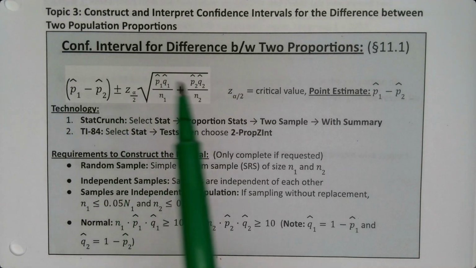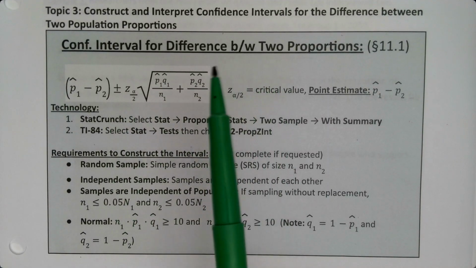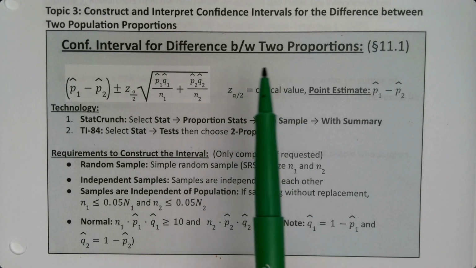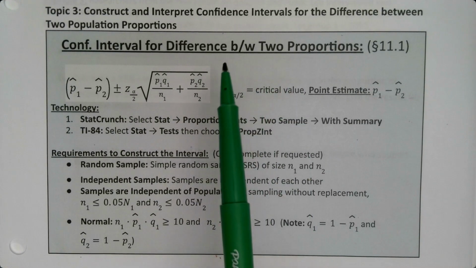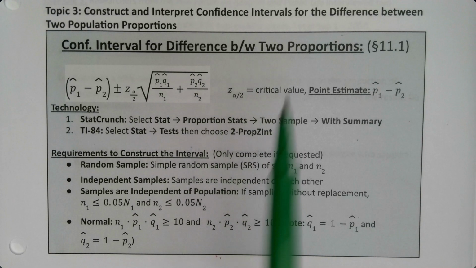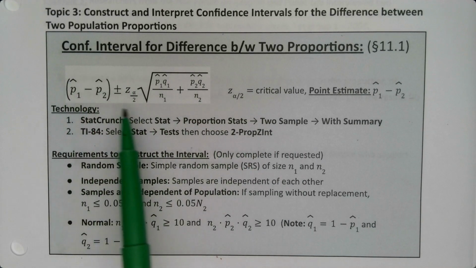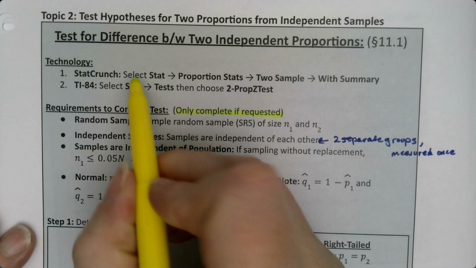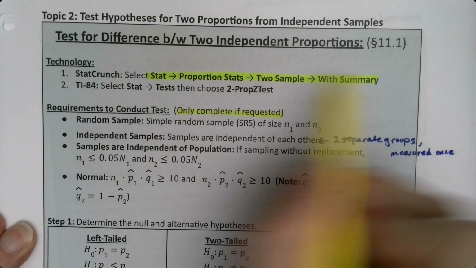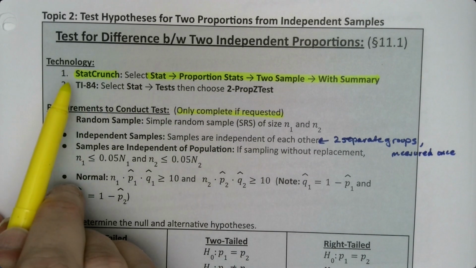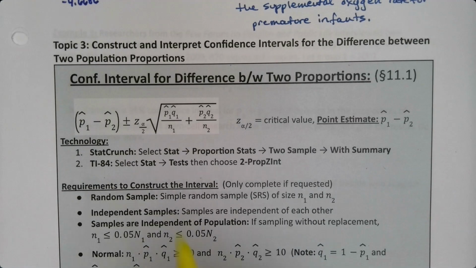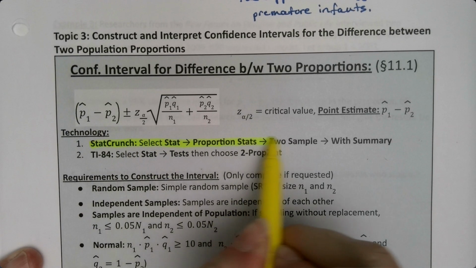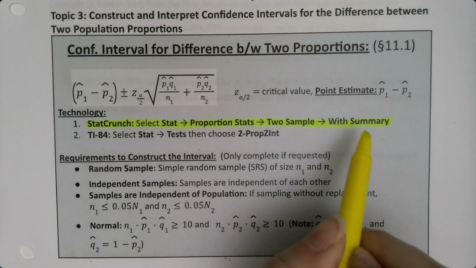We want to continue our work on the inference for the difference between two proportions for two separate populations. And now we're going to work on confidence intervals. So we have the formula here. It's a giant formula. And of course, just as with hypothesis testing, we're not really going to do it. We're going to use the same StatCrunch instructions for a hypothesis test that we're going to use for our confidence interval. Stat, proportion stat, two sample with summary.